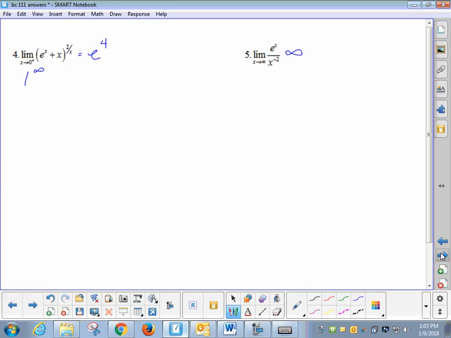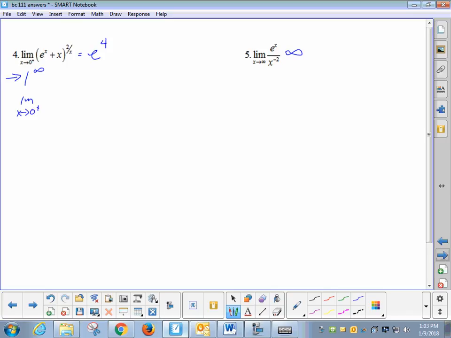Okay. Do you agree with 1 to the infinity? Yes? No? Do you agree with this step? Ty, did you do this problem? I did this step, yeah. Do you agree with 1 to the infinity? Yes. Okay, cool. Now let's go to the second part, which is the indeterminate form part.